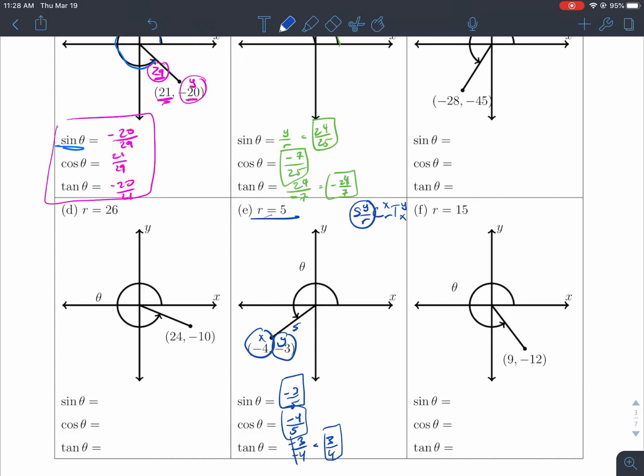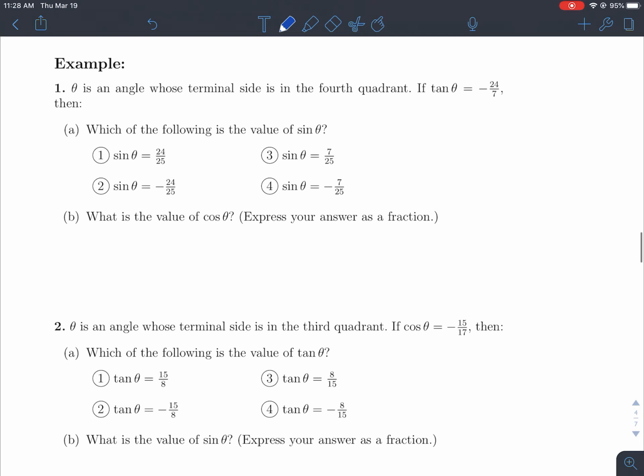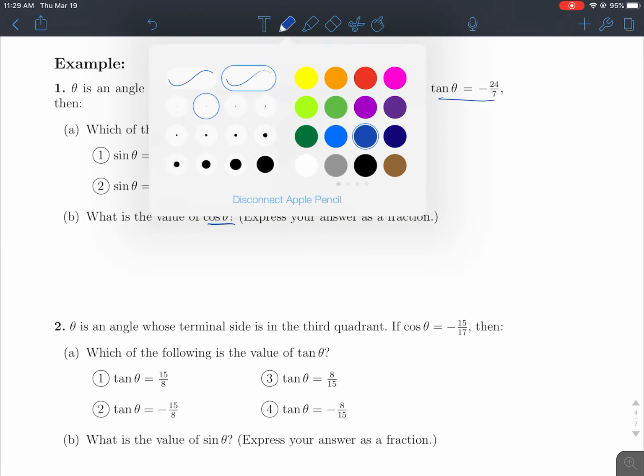So this is a pretty awesome extension. It lets us find the sine, cosine, and tangent of any angle in the coordinate plane. Let's continue on. All right, so theta is an angle whose terminal side is in the 4th quadrant. If tangent of theta is negative 24 divided by 7, then which of the following is the value of sine of theta? What is the value of cosine of theta?